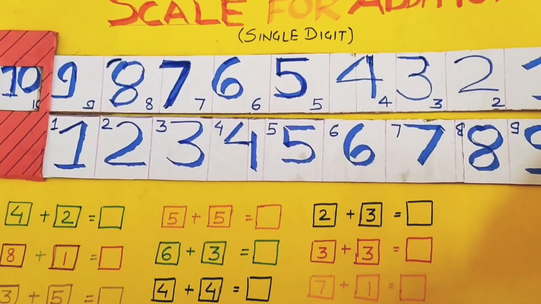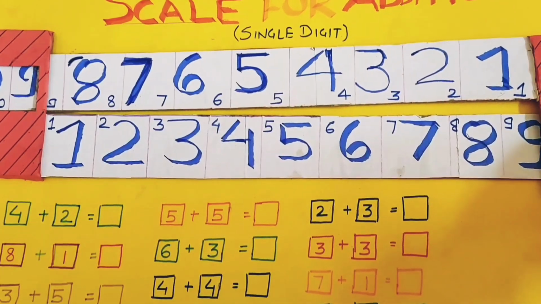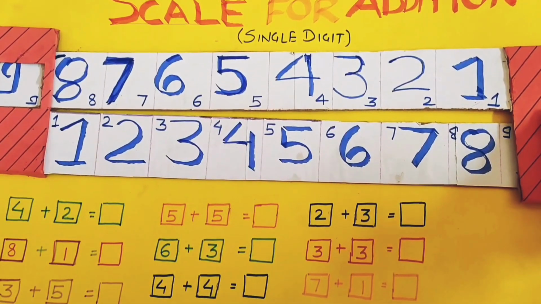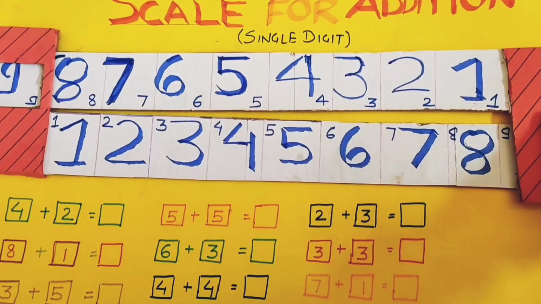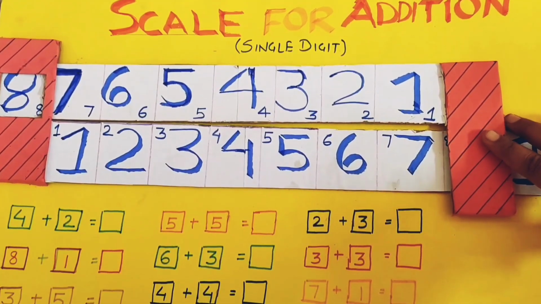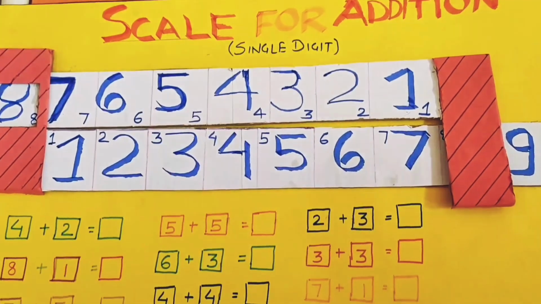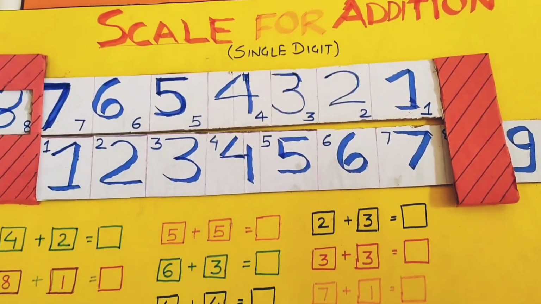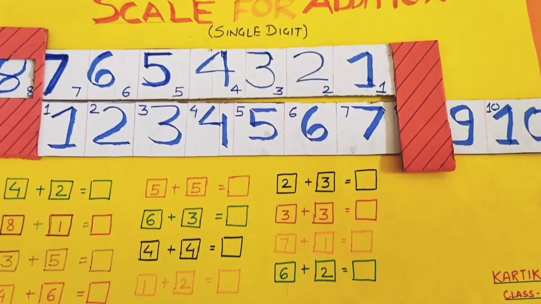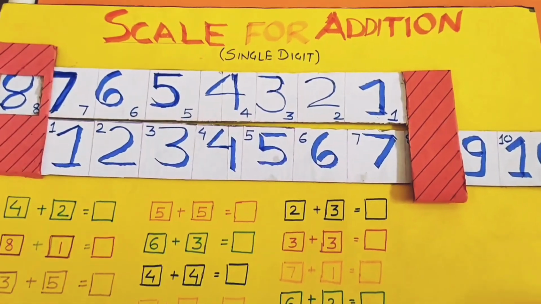This is Maths TLM based on scale for addition. The teacher can call students and ask them to slide the answer to the square box. For example, a teacher can call a student to add 3 plus 5 and the student will slide 8 for the answer in the box.